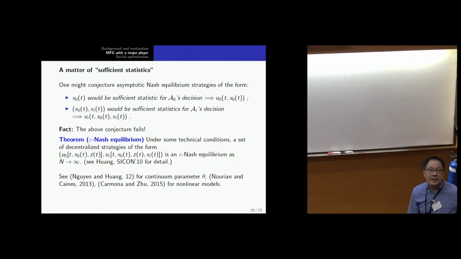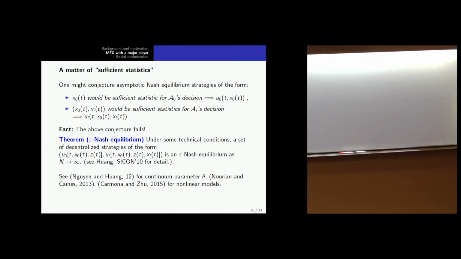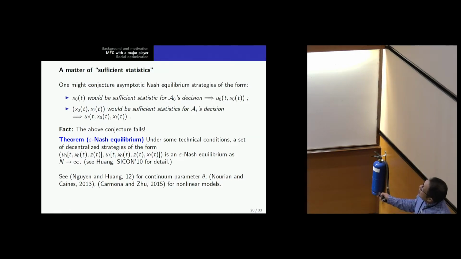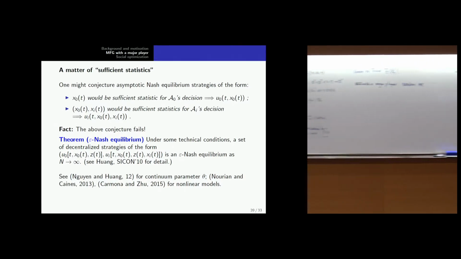I will not go through all the detail, but I will explain the intuition behind the solution. So basically, at the end, we face a matter of sufficient statistics. Probably you could guess that for the major player, it's enough to know its own state. For the minor players, it's enough to know the state of the major player, also the state of the minor player itself. Actually, it's not true. Sometimes intuition is not reliable.